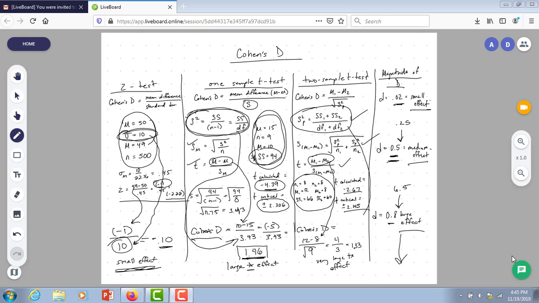And then finally, calculating Cohen's D for a two-sample t-test involves taking your pooled variance, dragging that down into your denominator of the Cohen's D, and taking the square root of it, getting 3, and making sure that you're dragging your mean difference down into your numerator of the Cohen's D, and ultimately dividing your mean difference, that 4, by the square root of your pooled variance to end up with a 1.33, which is a very large treatment effect.